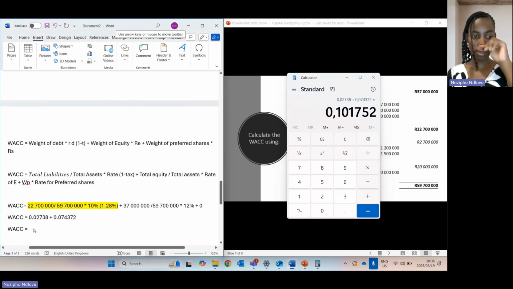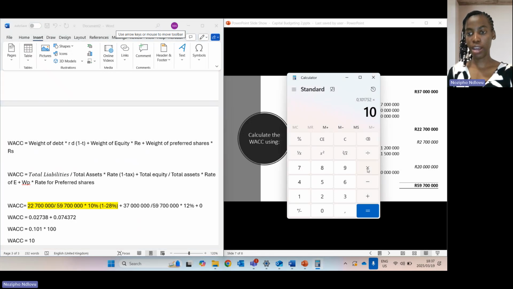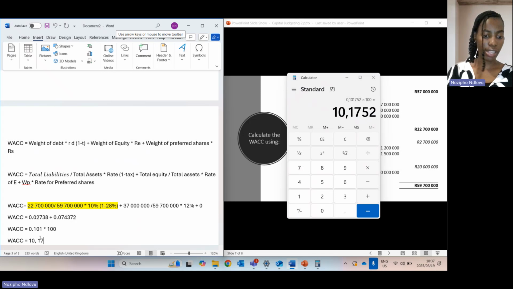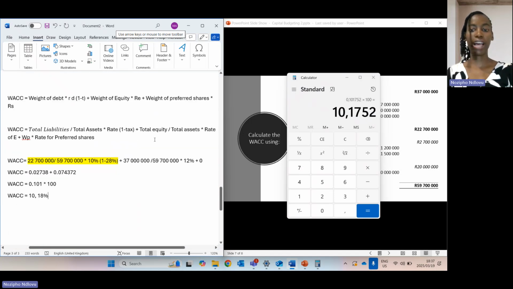Yes. Then we are going to have 0.101. Then we multiply the final answer by 100 for us to get a WACC of almost 10, multiplied by 100, 10.17 as the percentage, or 10.1 depending on how you round it up. Usually you can put all of this in and then you will get the correct answer. I just had to round up because I was not using a scientific calculator.